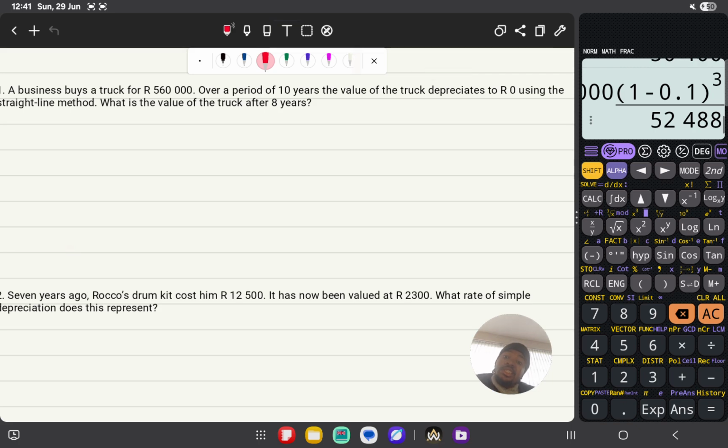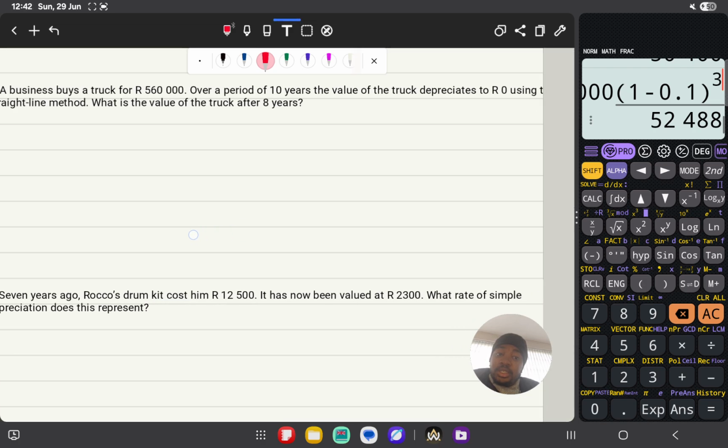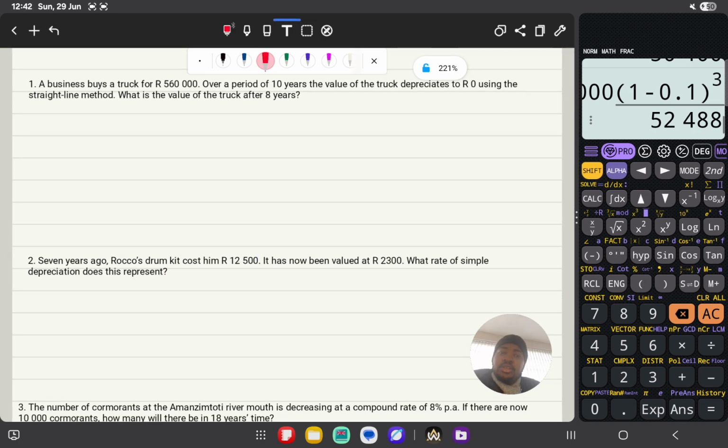So a business buys a truck for 560,000 rand. Over a period of 10 years, the value of the truck depreciates to zero. Using the straight line method, remember, simple, what is the value of the truck after 8 years?